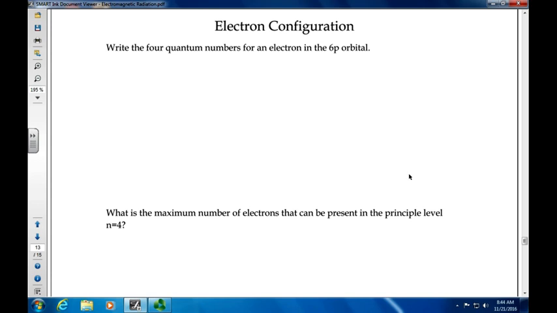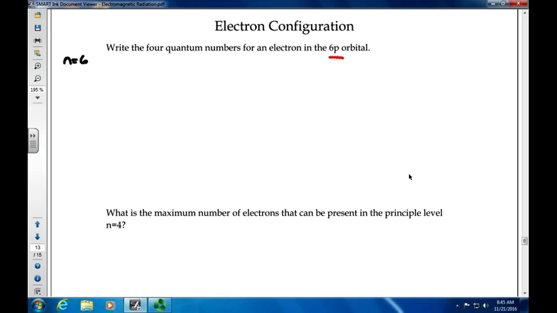So we're asked to write the 4 quantum numbers for an electron in the 6p orbital. Well, if you recall from our previous video on atomic orbitals, you will know that we can find from the denotation of 6p what our principal quantum number and our angular momentum quantum number is. So the 6 in 6p signifies that n is equal to 6. And the p, if you recall, s is when L is 0, p is when L is 1.